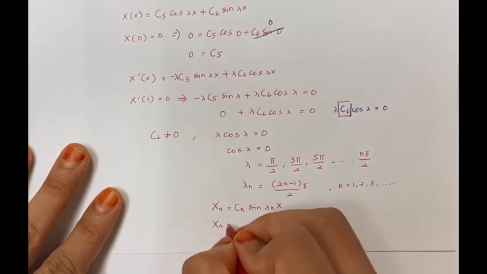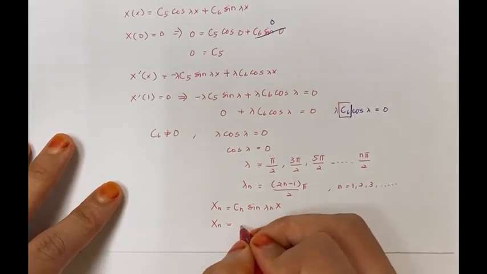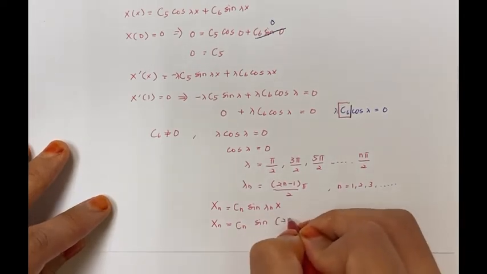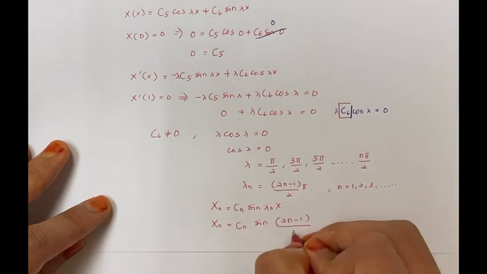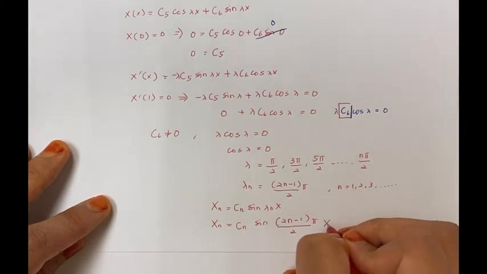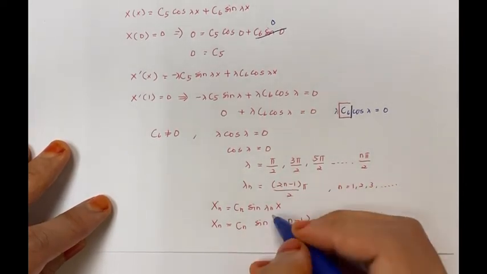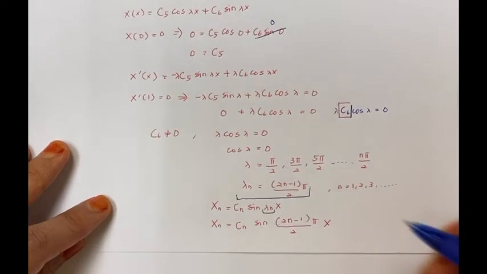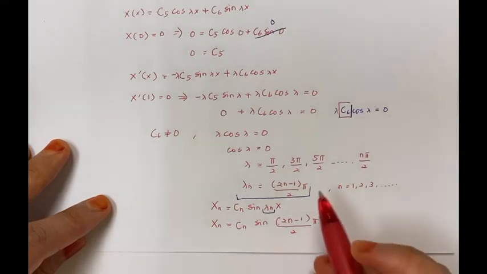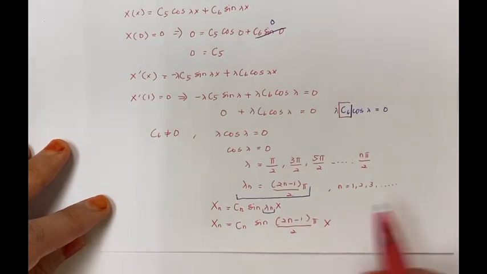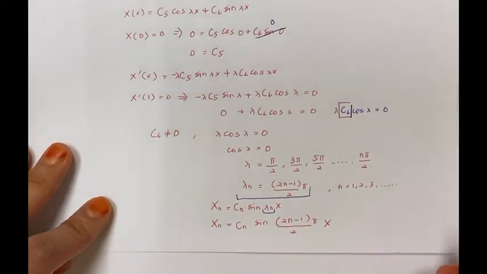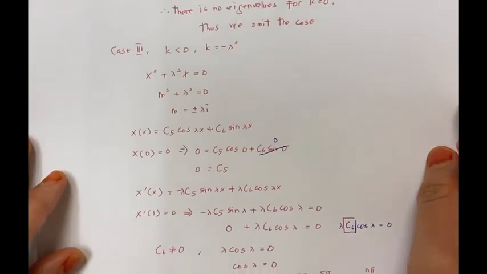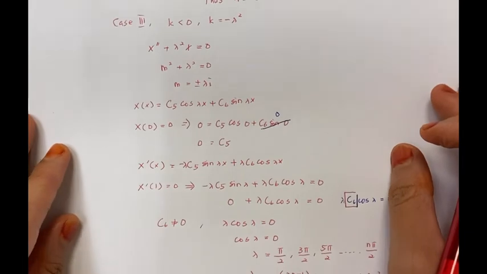and the last, your xn becomes cn sine (2n minus 1)/2 π x. Okay, because you substitute this λn with this. So this is the general solution for x. You have the general solution for x. Now back to your t. For the third case, you cannot omit the third case, so you need to proceed with the t.